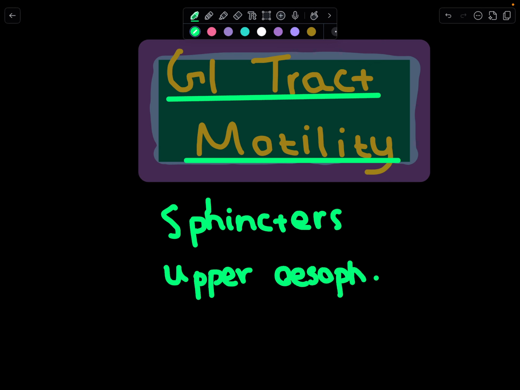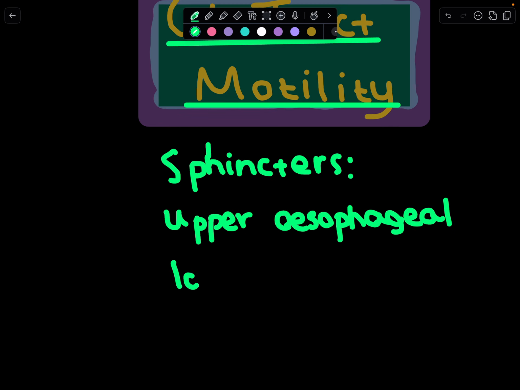Sphincters in the GI tract control the flow of contents, ensuring motility happens in the right direction and at the right time. The upper esophageal sphincter opens for swallowing. The lower esophageal sphincter prevents stomach acid reflux. The pyloric sphincter regulates food exiting the stomach, and the ileocecal valve slows the flow from small to large intestine, while anal sphincters manage defecation. Want to explore how these coordinate with peristalsis, or what happens when they malfunction? We can slowly get into that.